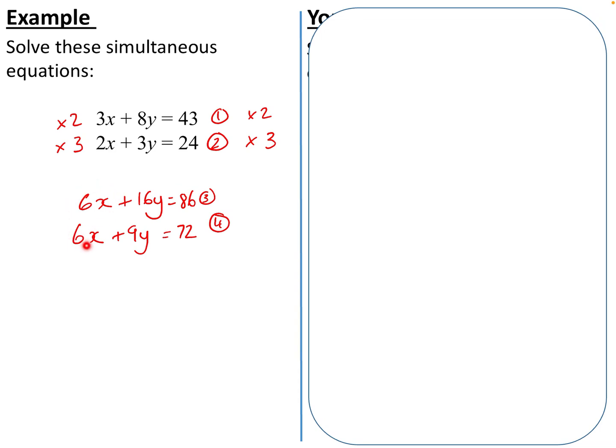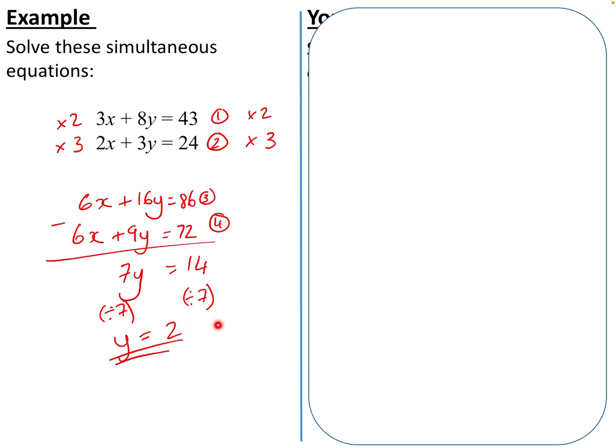Now that they have the same number of x's and they're both the same sign, we want to subtract. 6x minus 6x cancel each other out. 16y minus 9y is going to give me 7y. And 86 minus 72 is going to give me 14. Dividing by 7 to solve for y, y is therefore equal to 2.